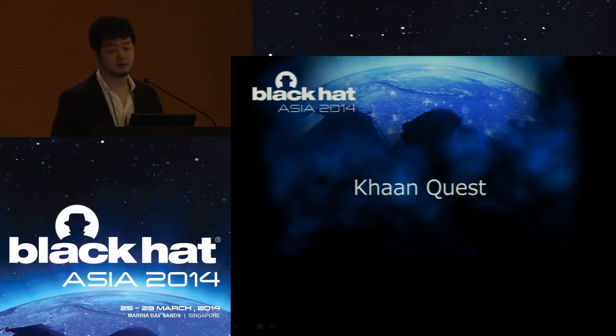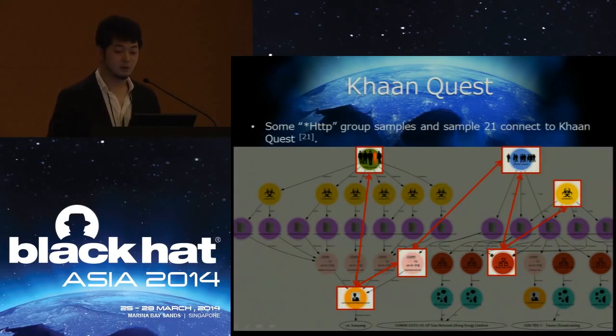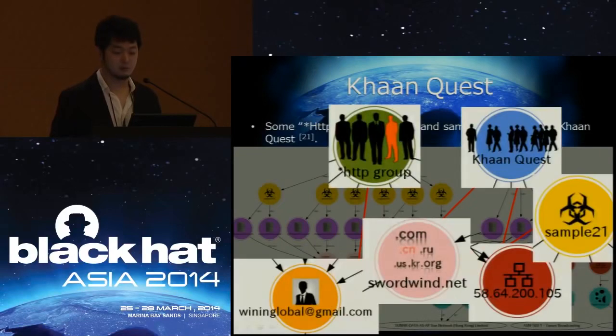And the last one, Conquest. Conquest is reported by TSAT. Domain name sword.net using Conquest is owned by winningglobal@gmail.com. This winningglobal@gmail.com also owns some domains of HTTP group. So HTTP group connects to this attack. And sample 21 not belonging to any PlugX groups connects to Conquest. And TSAT said this attack is also related to APT1 mentioned in that report.